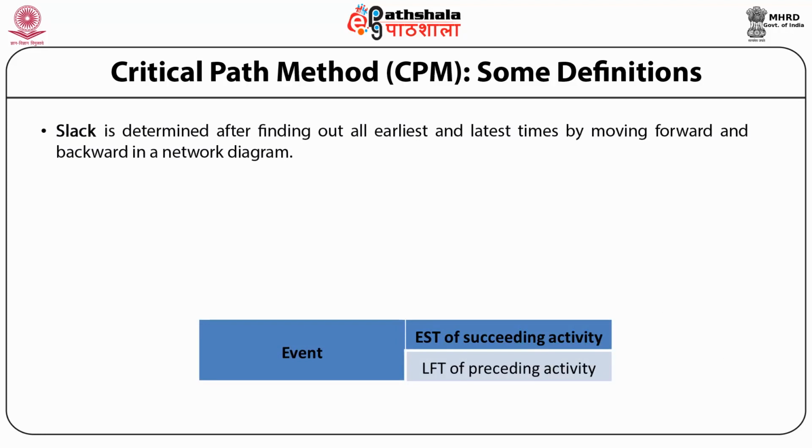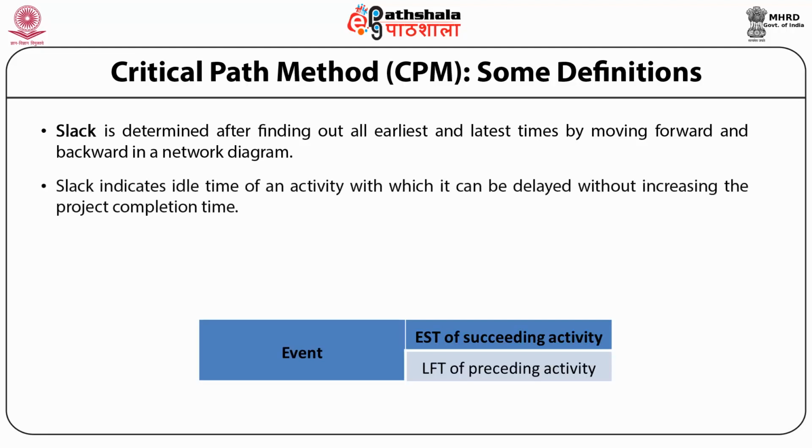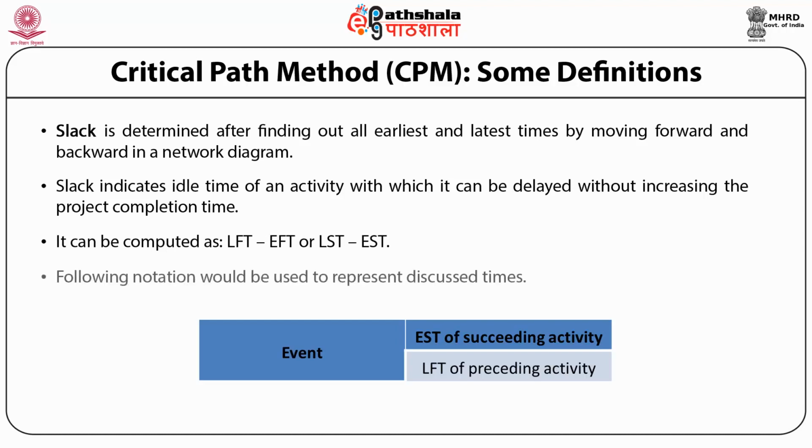Slack is determined after finding out all earliest and latest times by moving forward and backward in the network diagram. Slack indicates the idle time of an activity with which it can be delayed without increasing the project completion time. It can be computed as LFT minus EFT or LST minus EST. The following notation would be used to represent the discussed times.